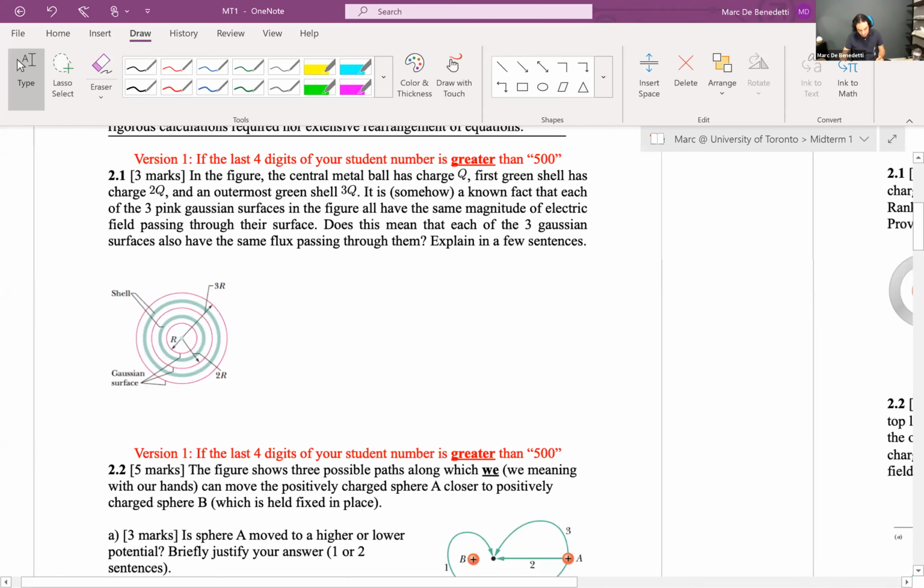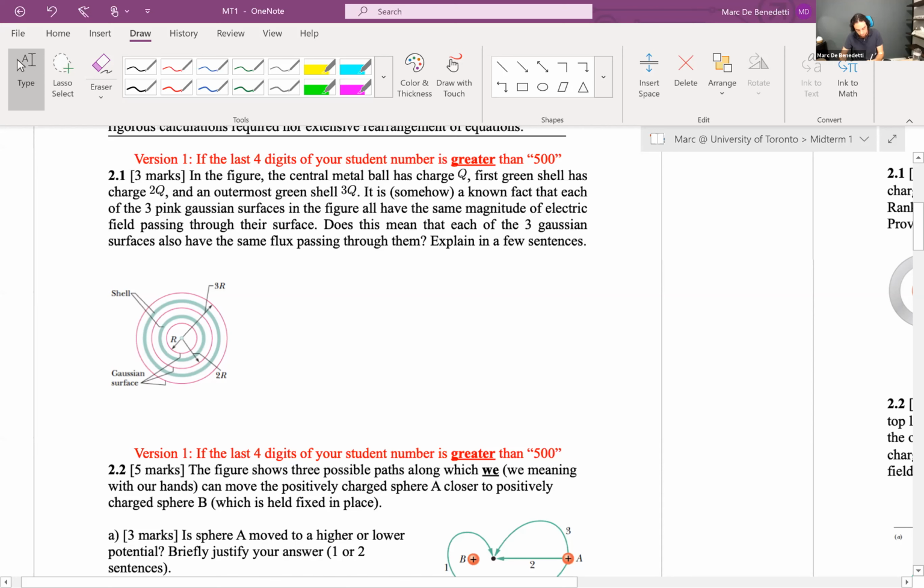So here, let's just quickly take out some of these problems. The first full solution question is a Gauss's law question. It's telling you here that there are charged disks, green disks, and that the pink shells are imaginary Gaussian surfaces. What you are told in the problem is that you do know, somehow magically, that each Gaussian surface is experiencing the same magnitude of electric field. And the question is saying, does that mean there's the same flux that passes through each of the shells if, in fact, it's the same E field that passes through?